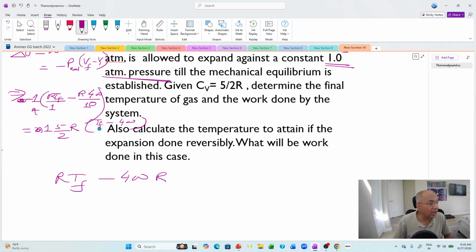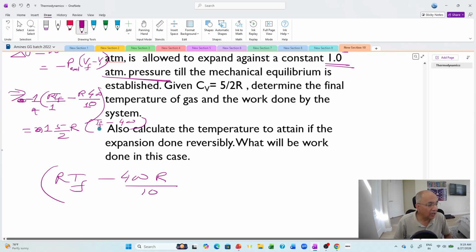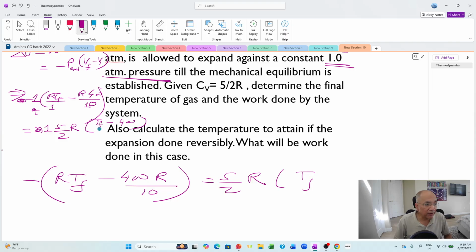Sorry, this is 10. I'm so sorry. The initial pressure was 10. Minus 1 means minus, is equal to 5/2 R into TF minus 400. See if I am doing wrong.